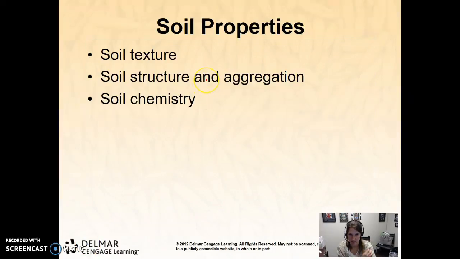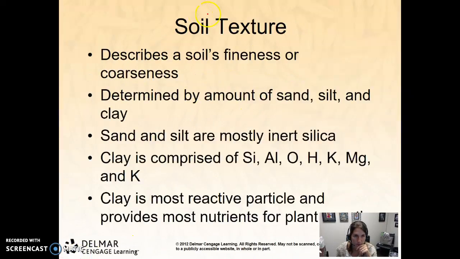Soil properties. Okay, this is where you get texture, structure, and aggregation in soil chemistry. So first one is soil texture. If you've ever felt sand, you can feel the actual particles and you can feel them run through your hand. But sometimes if you ever made mud pies with clay that we have here in this area, then you can't break those particles up.